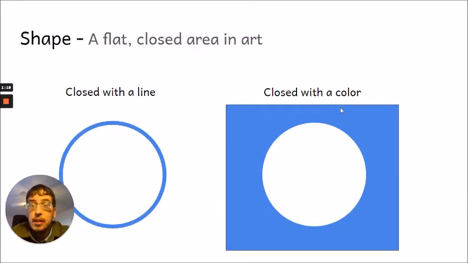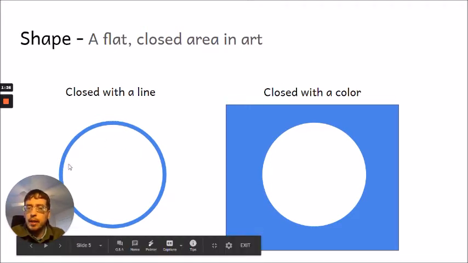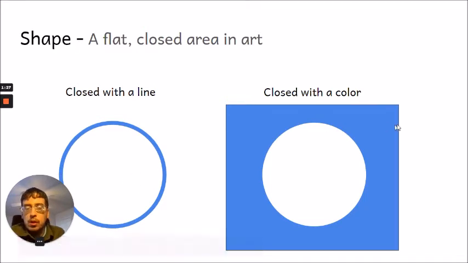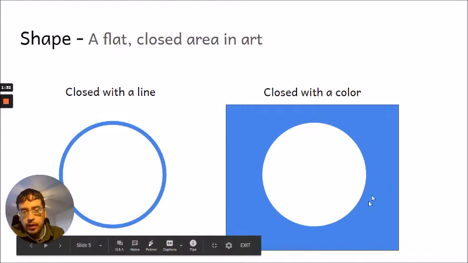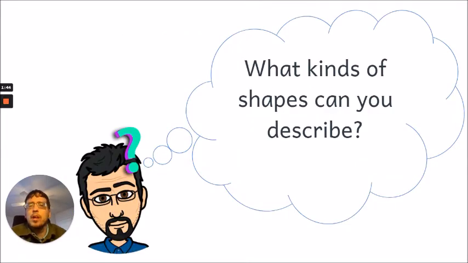So a shape is basically just a flat, closed area in art. It could be closed with a line, like this circle here. You see there's a line around it, which makes a white circle. Or it could be closed with colors around it. You can see there's no line here, but there's a blue box around it, so it makes that same white circle, even without a line. So what kind of shapes can you describe?